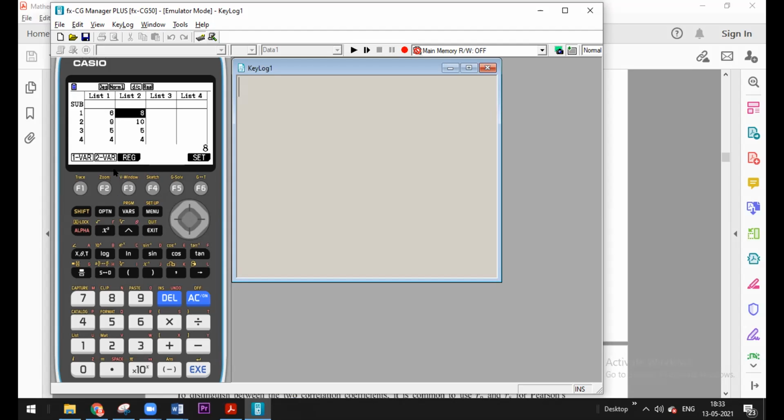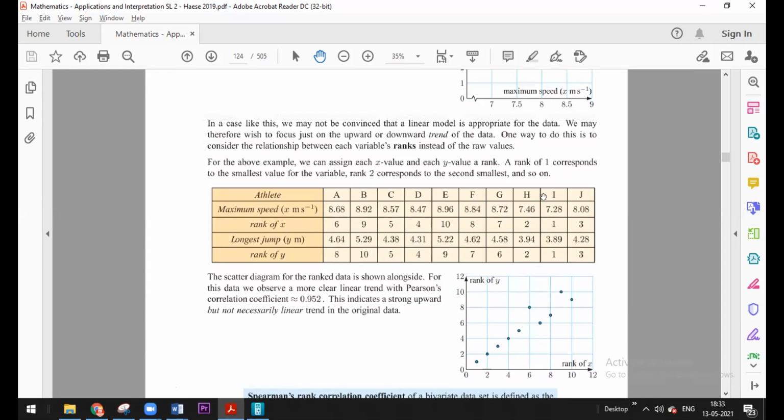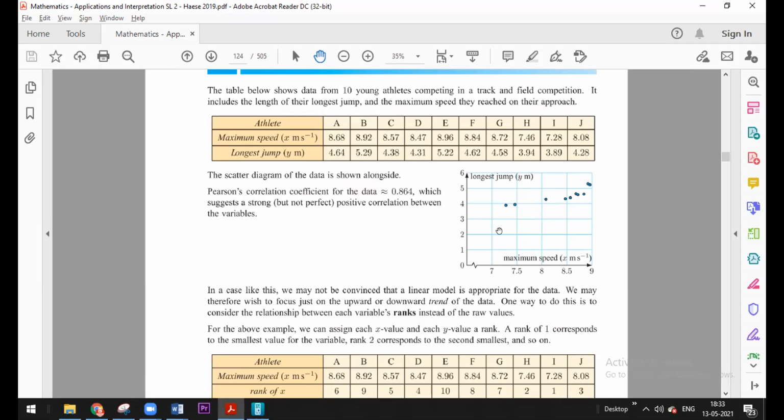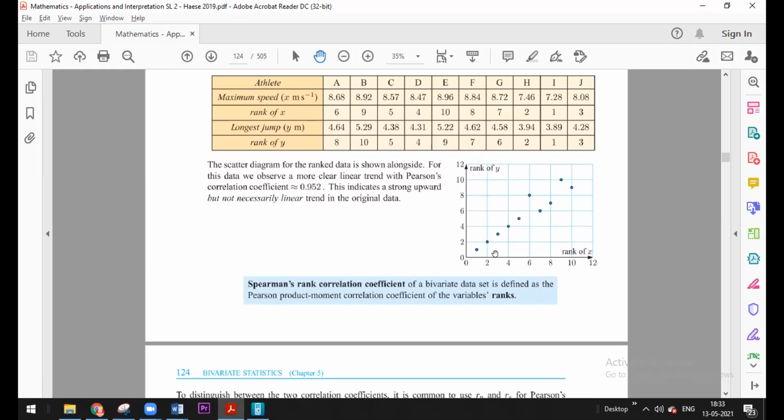You have to go to graph, then to setting. You know this is a scatter. Now go back and check in graph one. You will get a scatter graph. This graph is now linear compared to the other graph, which is not looking linear. But when you ranked it, now you see it in a linear way, in a straight line or something in a proper way. So got it? That is why you use Spearman rank correlation.